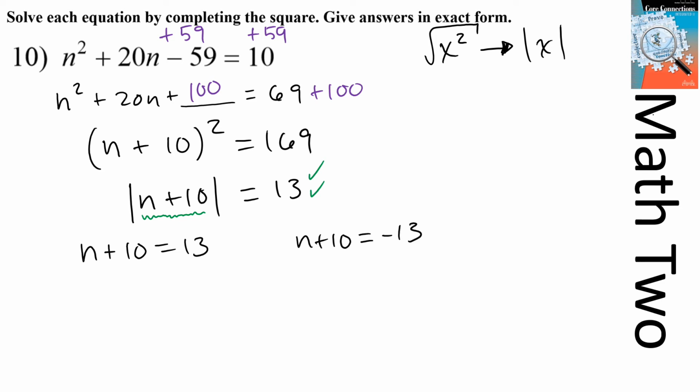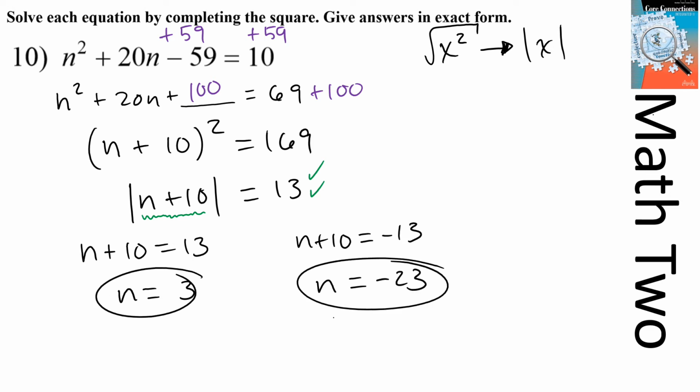If we add 10 to each side, one of our solutions is that n could be the number... we're subtracting 10 from each side, n could be the number negative... no, it would be positive 3. 13 minus 10 is positive 3. And over here, if I subtract 10 from both sides, I get that n could also be negative 23. So either of these values would solve the original quadratic.